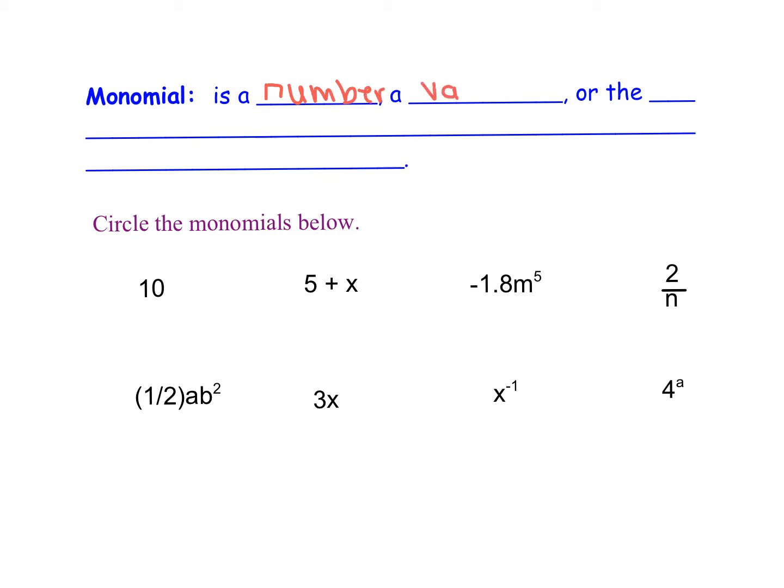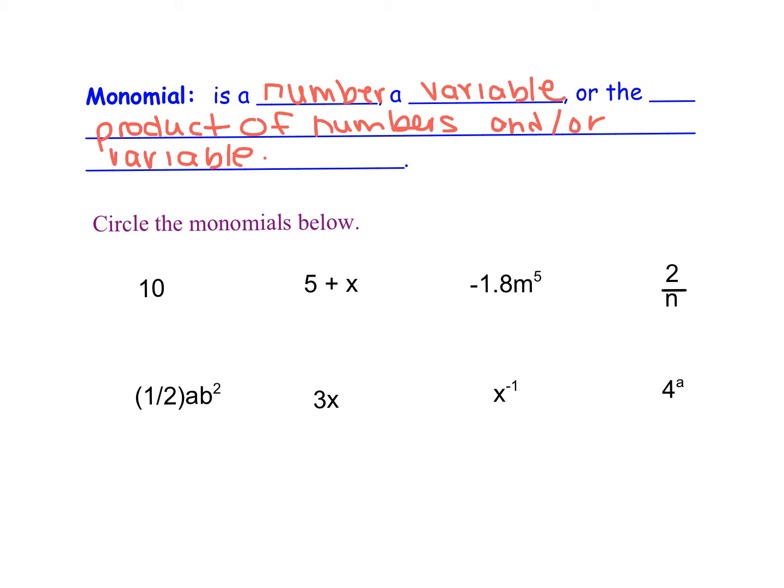So a monomial is a number, a variable, or the product of numbers and/or variables. So that's what a monomial is by definition. So what we're going to do down below is we're going to go through the 4 different expressions that you see, and we're going to decide if it's a monomial or it is not a monomial. And we're just going to use the definition to do that.